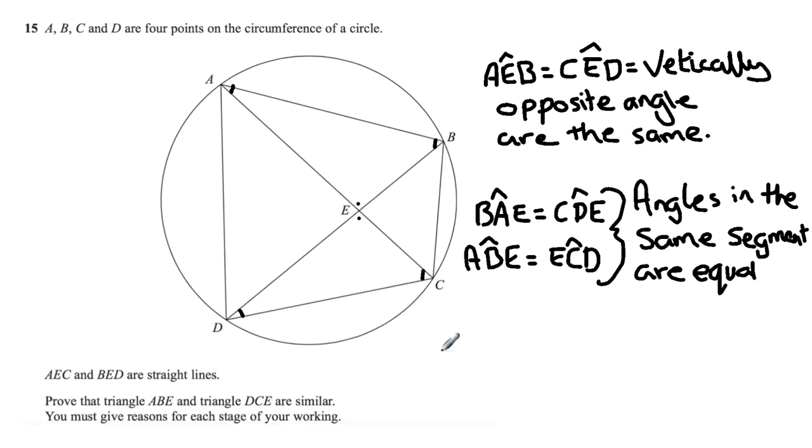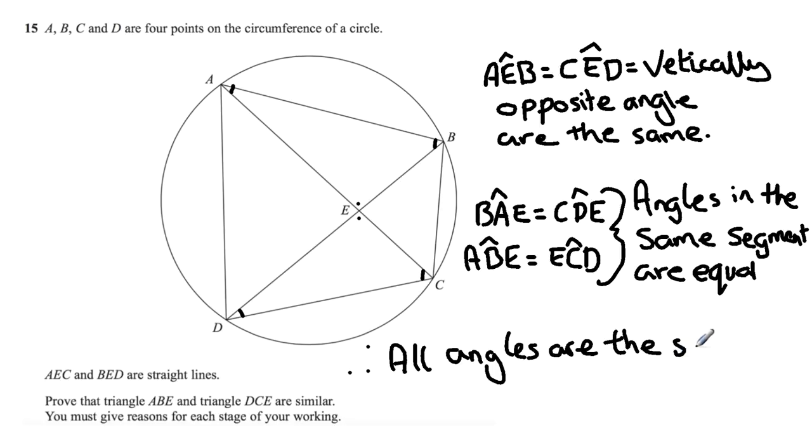So let me just write that down. Therefore, all angles are the same. So the two triangles are also the same.